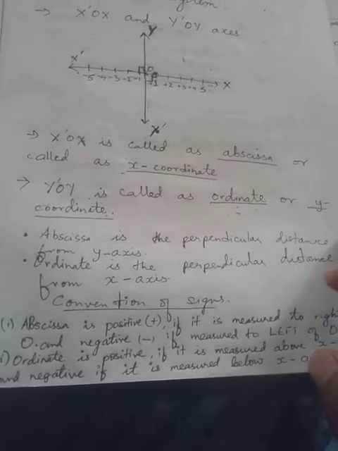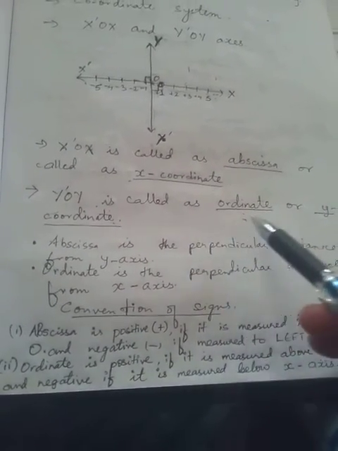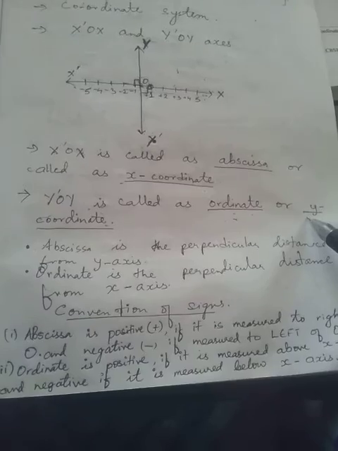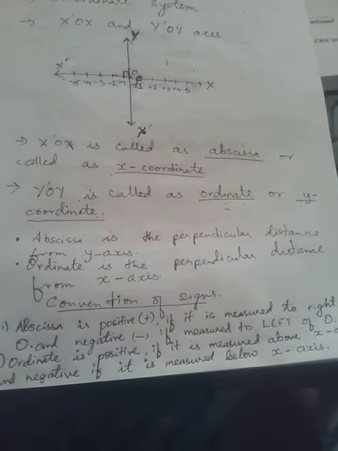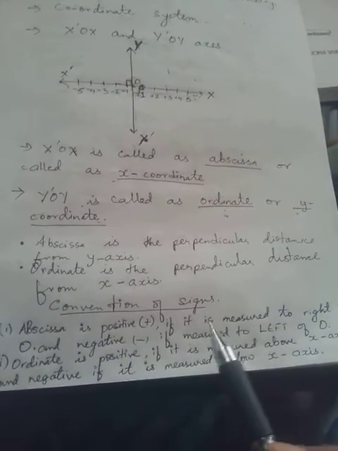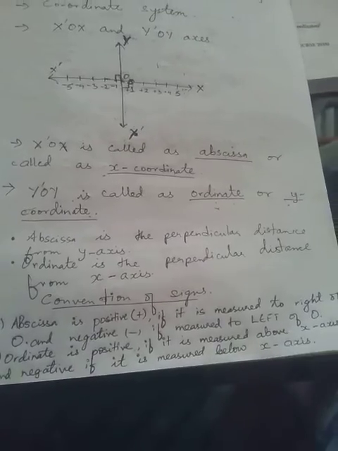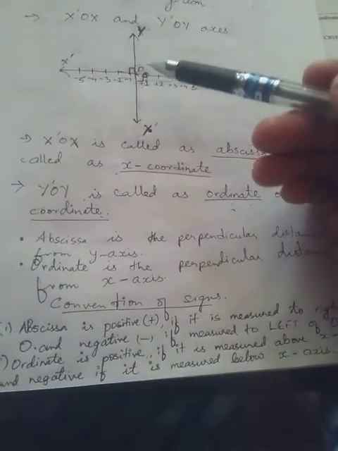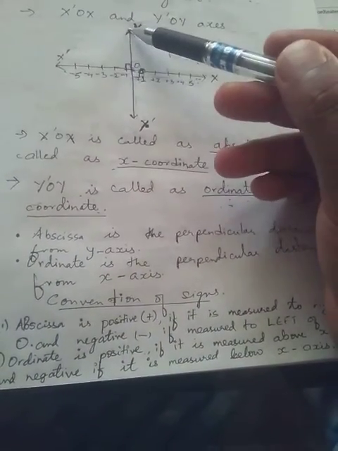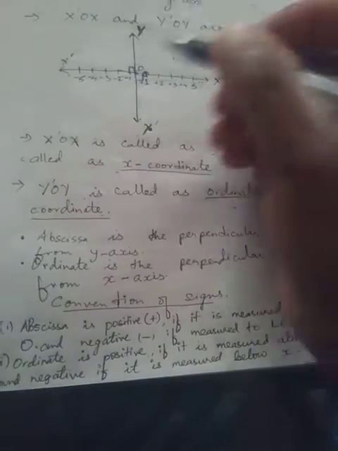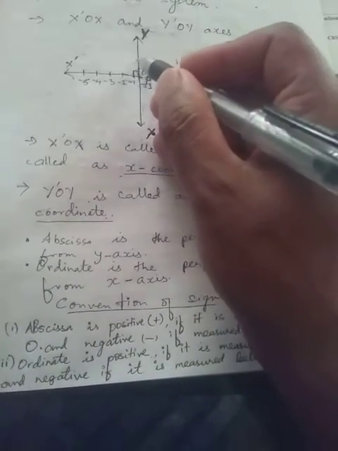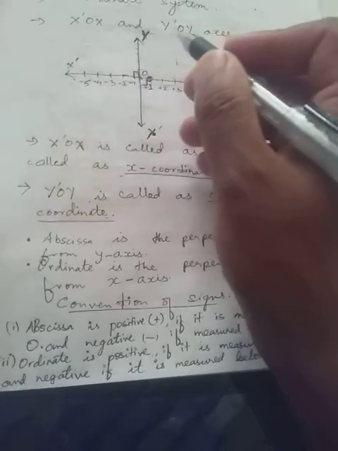So what is the ordinate now? The ordinate is your y-axis. What is the sign convention for the ordinate? It is positive if it is measured above the x-axis. So above the x-axis, the numbers will be positive. It will be like this: plus 1, plus 2, plus 3, plus 4, plus 5.